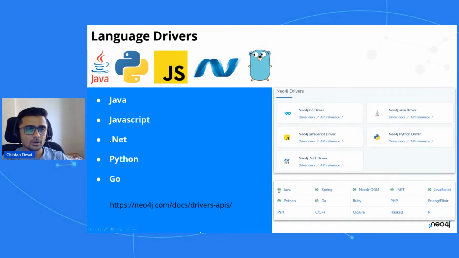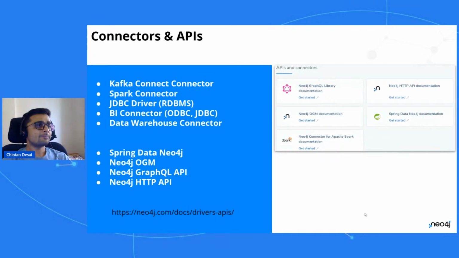Here you see the checkmarked languages, where we have official drivers available. For languages like Ruby, PHP, Erlang, Perl, we have community drivers available, but they are also mature in nature, so you can easily use them for your application development. As I said, we have some connectors and APIs like Kafka connectors, Spark connectors, JDBC drivers, BI connector, data warehouse connector, Spring, and we also have some OGM tools.